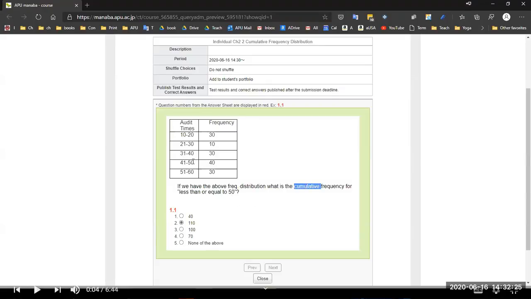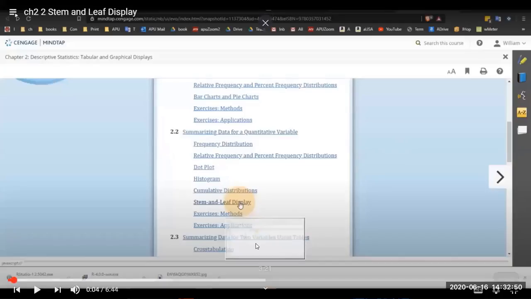So less than or equal to 50 means all of these occurrences are less than or equal to 50. So are these, and so are these. So we just add up. There's 30 plus 10 is 40, plus 30 more is 70, plus 40 is 110. Okay, any questions? Okay, let's keep going.